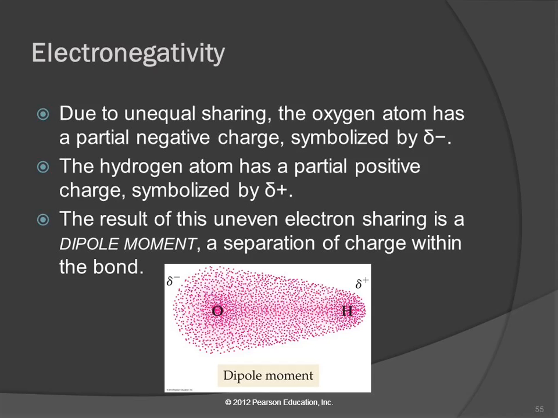So when we have unequal sharing, here's that hydrogen and that's the oxygen. And this is one of those electron density type drawings where the darker shows where the electrons are more. And we see that this shape here is not symmetrical. The electrons are spending more time around the oxygen than they are around the hydrogen.